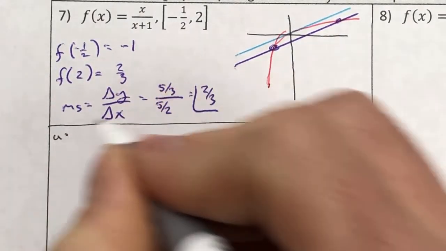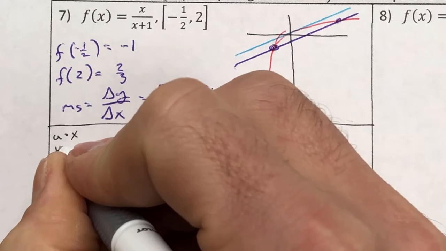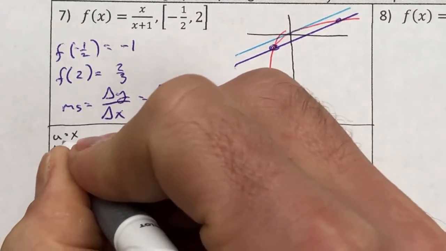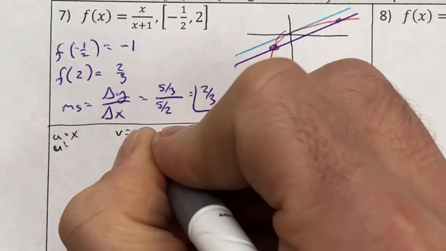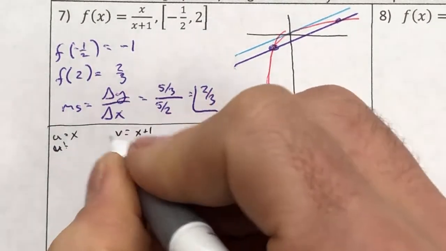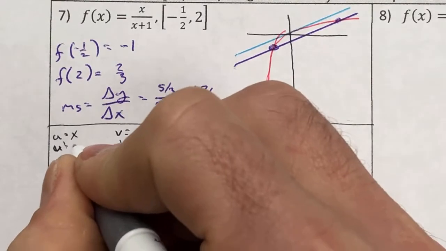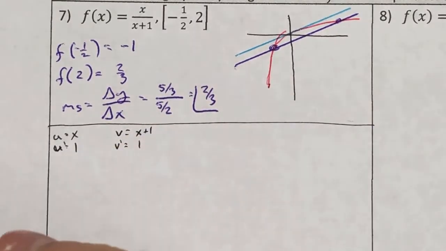So I know the top is going to be x and the bottom, let's see, v is going to be x plus 1. I'm going to use the quotient rule to find this derivative. So that's going to be 1, and that is going to be 1.